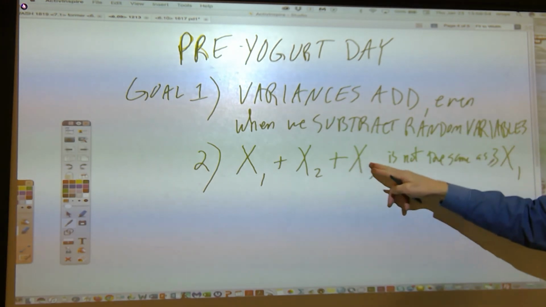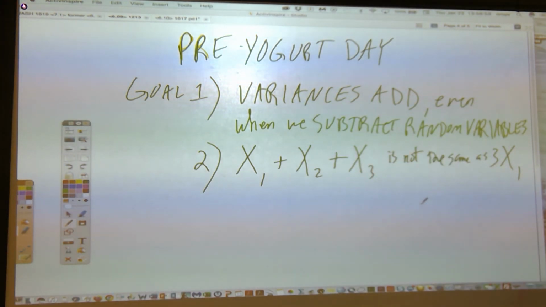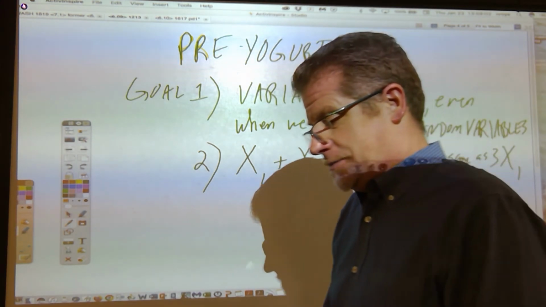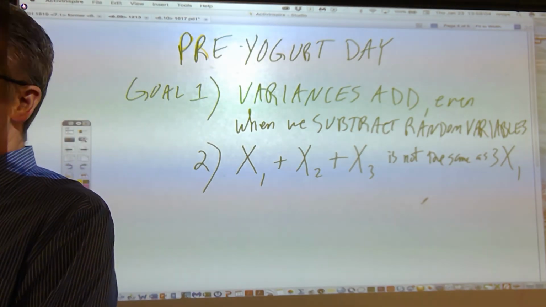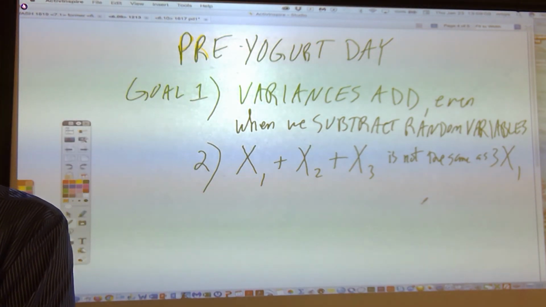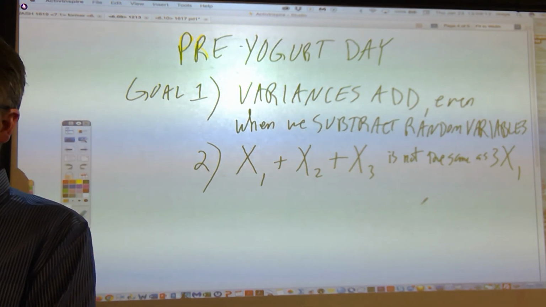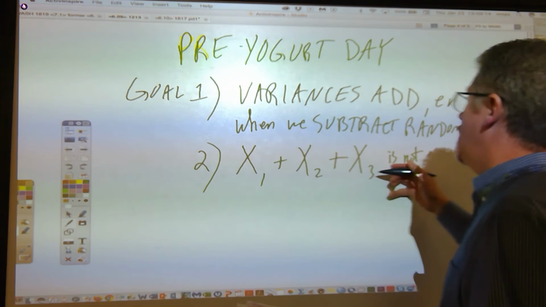But if you play a random game 3 times, it's not the same thing as playing it once and multiplying your answer by 3. At least not for standard deviations. It actually is for means. It is the same thing for calculated means, but not for standard deviations. And so that's a tricky lesson to learn. So that's why we're doing yogurt day.